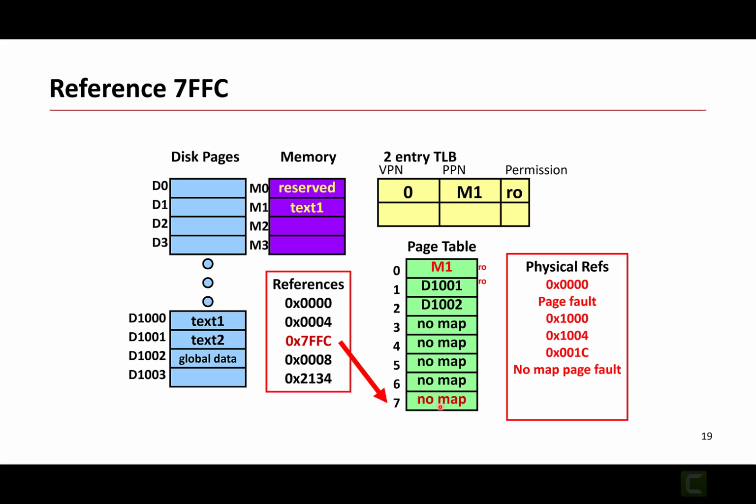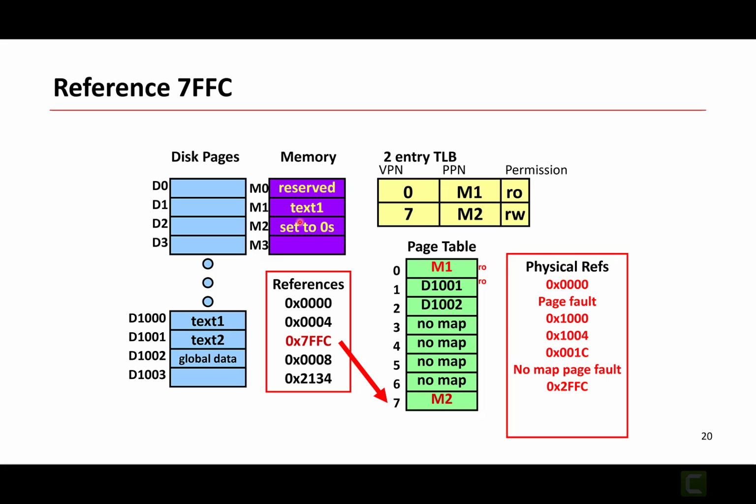The operating system says, oh, well, this is a no map. Fine, I will allocate a fresh new physical page for you. And let me say that page happens to be M2. And then from that point onwards, it works as in the case of the previous page fault, where M2 is allocated a fresh page, and the translation for that page is stored in the TLB. So 7 translates to 2 in the physical address, and then the physical address 2 followed by the page offset is going to be accessed.